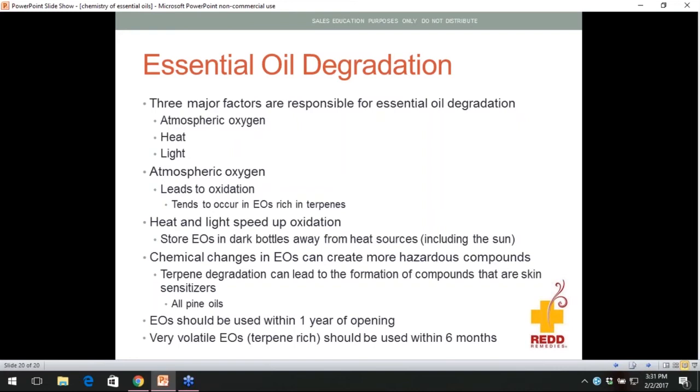Most essential oils should be used within a year of opening, and very volatile terpene-rich oils should be used within 6 months. So don't buy essential oils in clear bottles. Do not store your essential oils in clear bottles. Keep them away from sources of heat and light. So for the most volatile ones, the best place to keep them is in your refrigerator, but the problem with that is they get really thick when you do that, so they might clog up your diffuser.